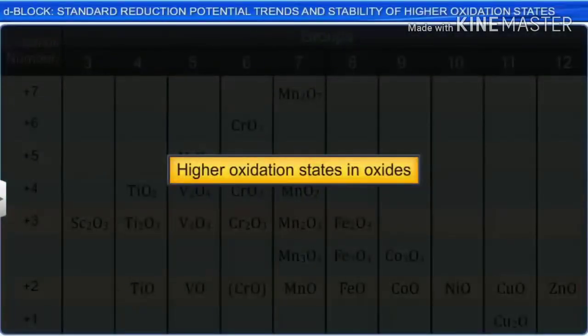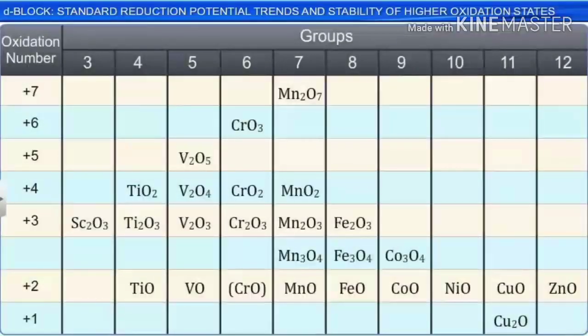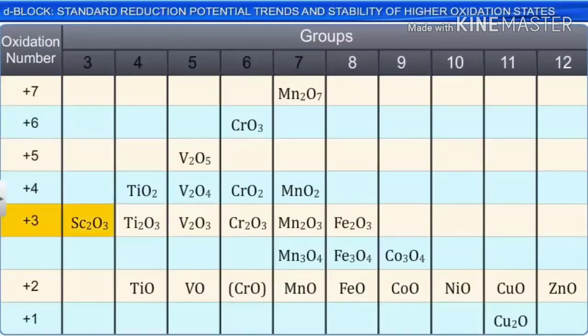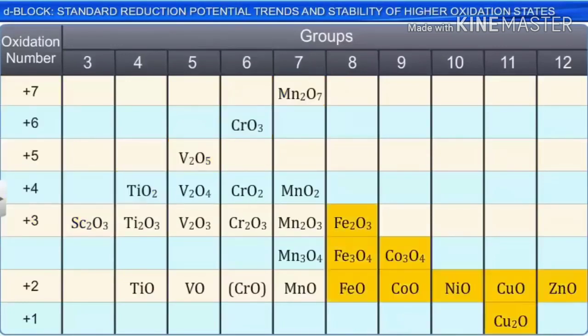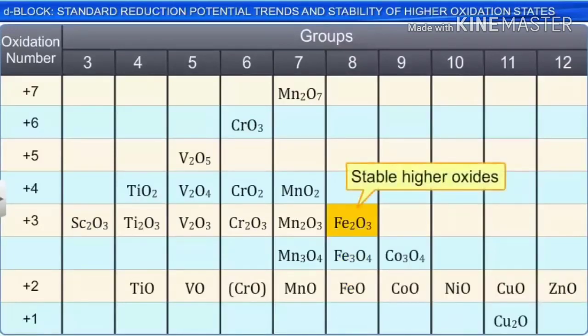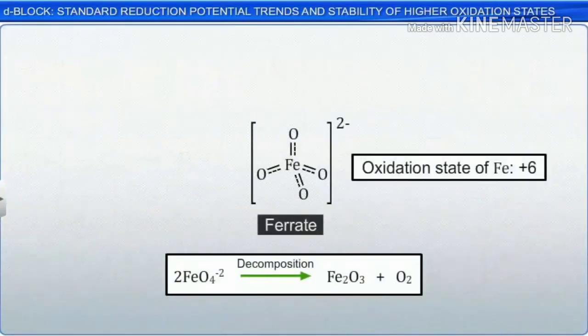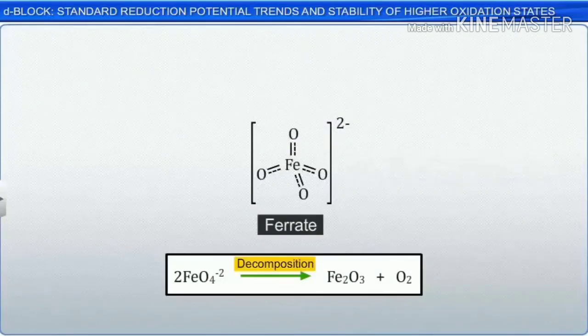Now let's look at the higher oxidation states in oxides. The table here lists the oxides of the 3d series of elements. The highest oxidation number in an oxide coincides with the group number and is attained from scandium-3 oxide to manganese-7 oxide. No higher oxides are seen beyond manganese. For example, the only stable higher oxide formed by iron is iron-3 oxide. Although iron forms ferrates in alkali media, in which iron is in +6 oxidation state, it readily decomposes into iron-3 oxide and oxygen.